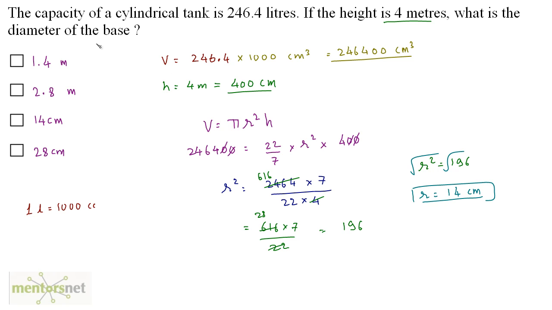We have been asked what is the diameter. So diameter is equal to 2 times the radius, that's 2 times 14. So 28 centimeters is the diameter. So option D is our answer.